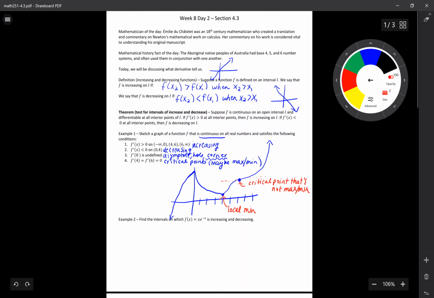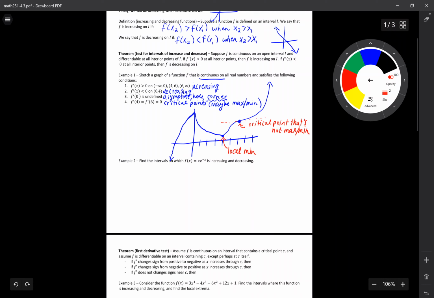All right, let's move on to an example where we have an equation. We want to find the intervals on which f of x equals x times e to the negative x is increasing and decreasing. So just to remind ourselves, our function is increasing when f prime of x is greater than 0 and decreasing when f prime of x is less than 0. So what I need to do here is figure out where my derivative is positive and where my derivative is negative. So first, obviously, I need to find the derivative.